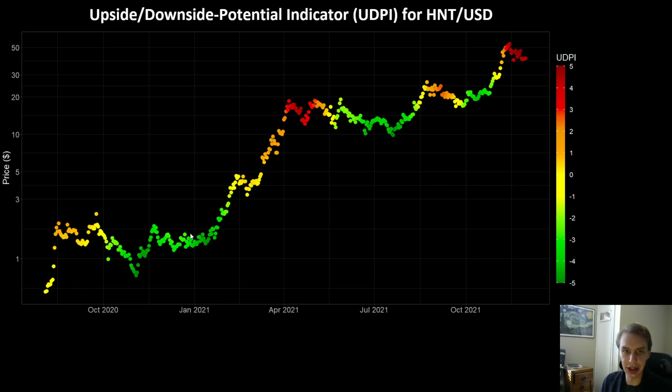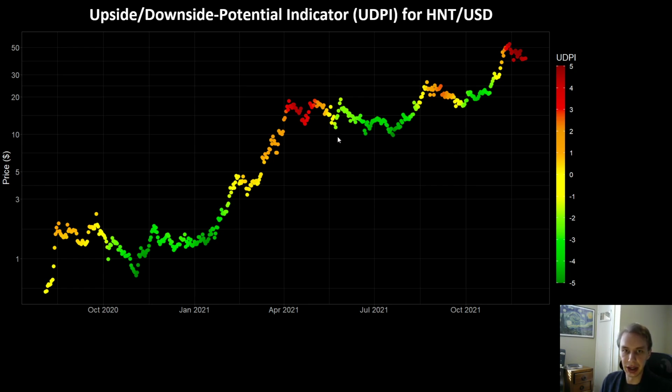And what you can see is that if we just look at how the UDPI reads the price history of HNT, it does a pretty great job of identifying these low risk periods where purchasing HNT had historically been advantageous. One would have done quite well to have bought HNT in these low risk zones, as well as these high risk zones, these tops or local tops that tend to precede corrections or at least sideways action.